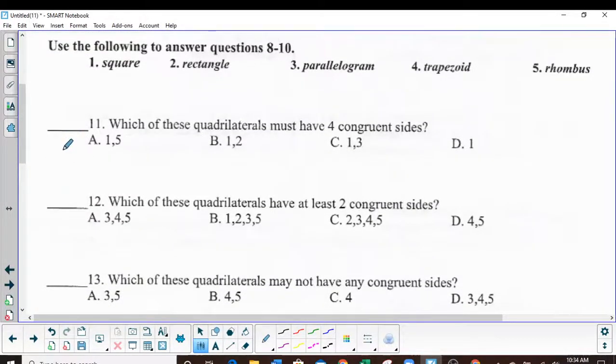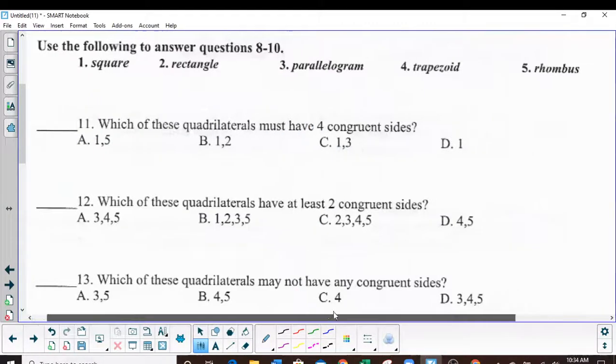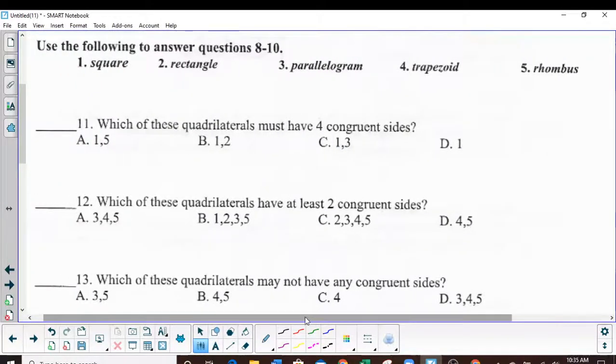All right, so we're going to go through here. If you notice, they got 1, 2, 3, 4, and 5. They have those figures. And then your answer choices include certain ones of those figures. So we've got to find out which answer choices are correct. So let's look at 11. It says, which of these quads must have 4 congruent sides? Well, we know that a square has to have 4 congruent, so that's 1.